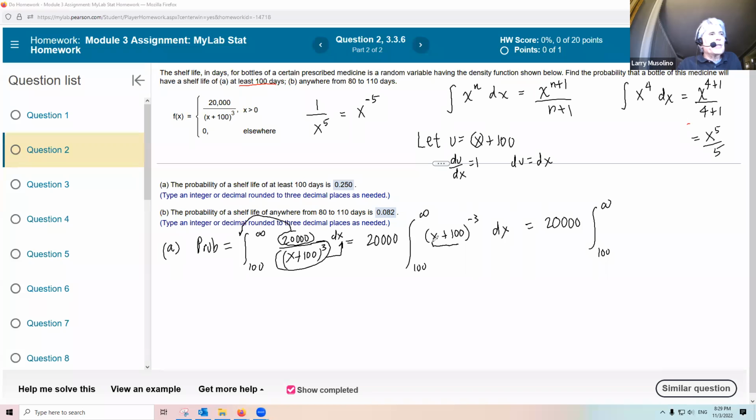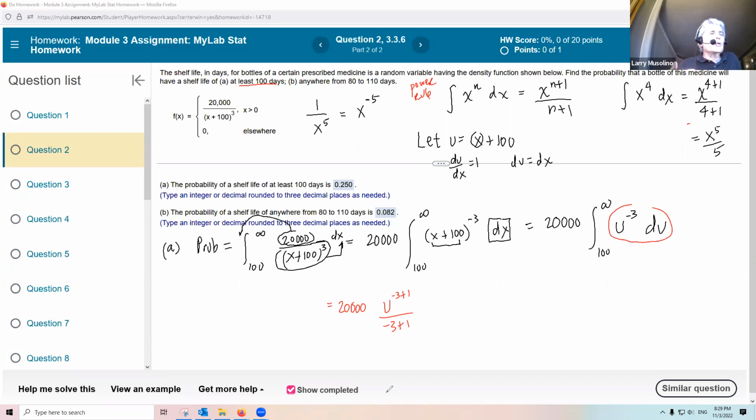So I replace what's in the parentheses with u, so it's going to be u to the -3. And because dx is equal to du, I replace dx with just du. The reason I did this is now the integral looks like the rule up here. By the way, we call this the power rule. So now our integral looks like the power rule. Let's write it out. It's going to be 20,000 times the integral of u to the -3, which I'm going to write as u to the -3 plus 1 over -3 plus 1.